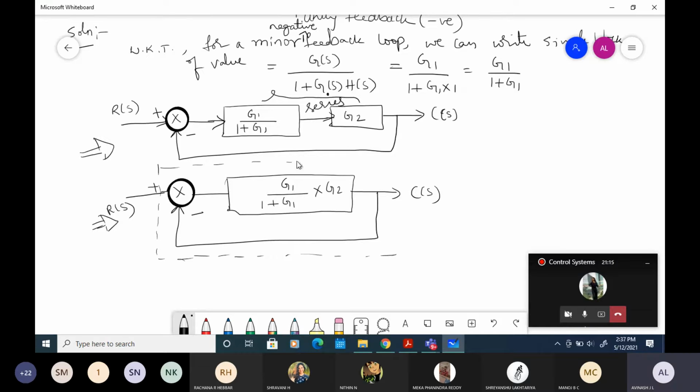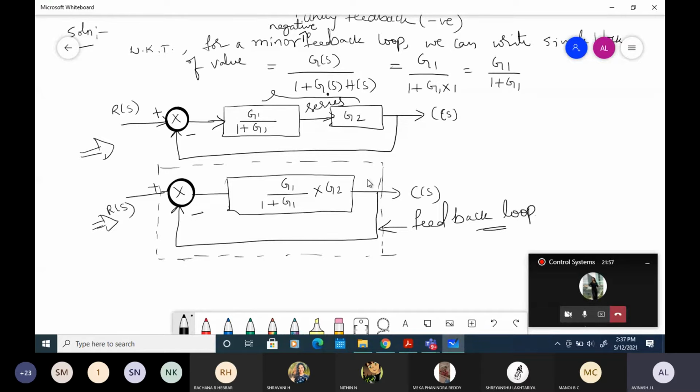Once again, feedback loop. Write down what I am indicating; you should also indicate it like that. Okay, feedback loop. So once you take this particular thing as a feedback loop, now we need to reduce the value.